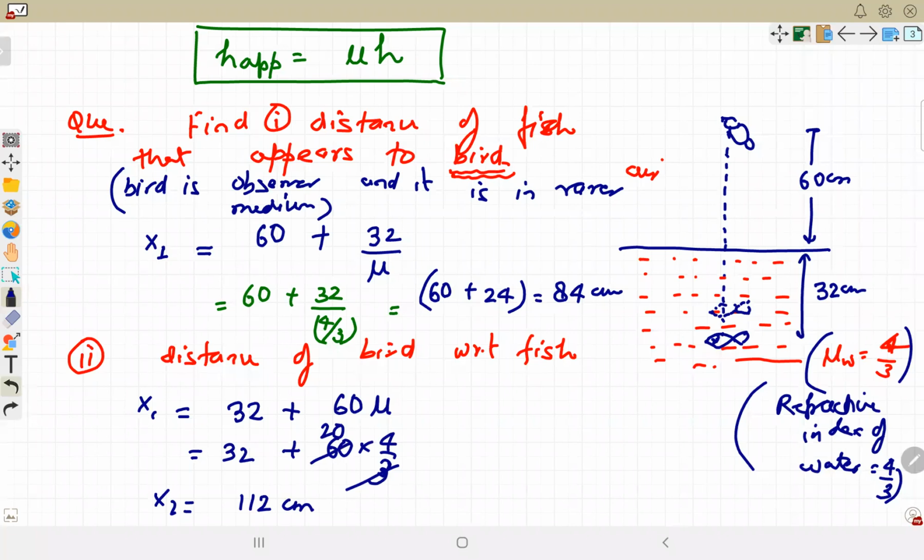So from the fish, the bird will appear at a distance of 112 centimeters. Very nice. So I think we did this image formation by refraction, and in the exercise there were only 2-3 questions.